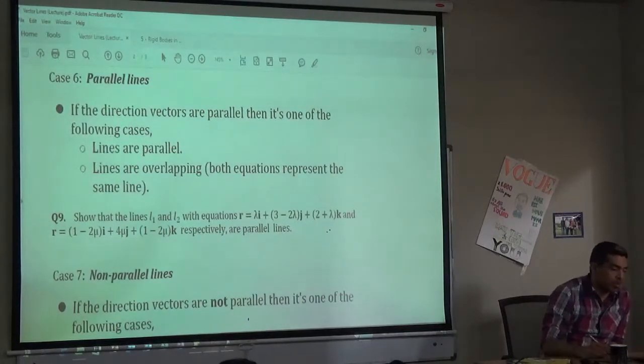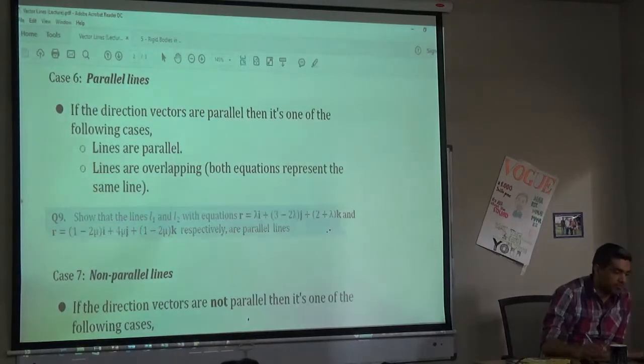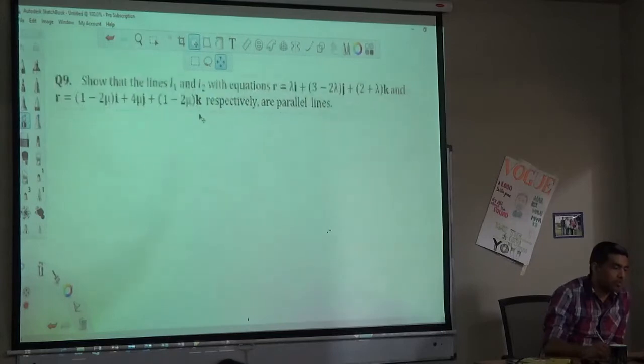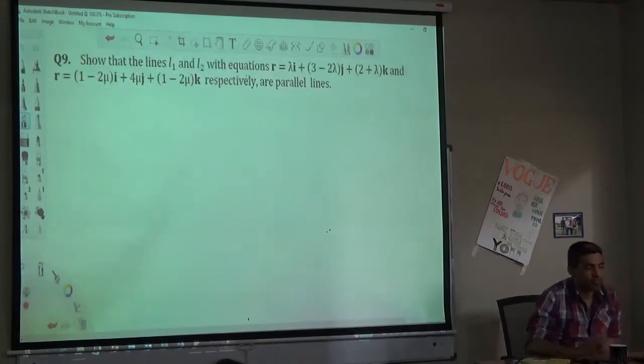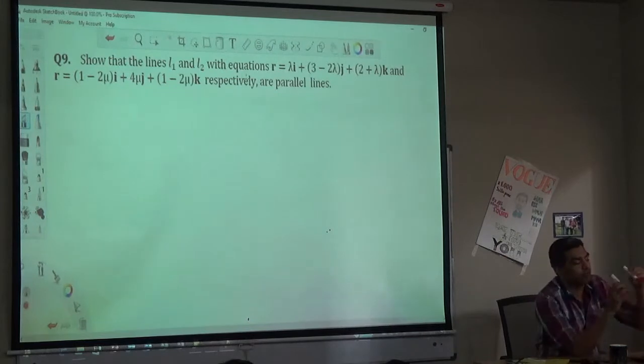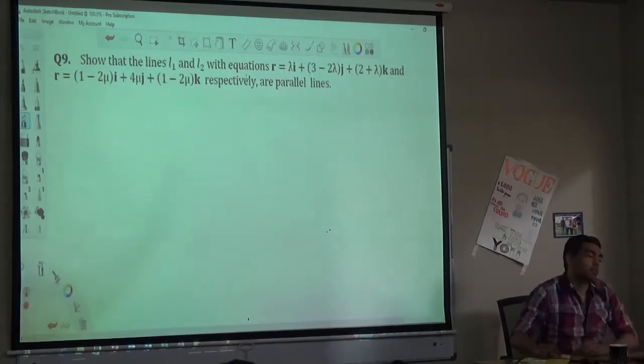So this is what I've written over here. Let's take question number 9, and we'll understand the procedure through the question. There are two equations given over here of lines L1 and L2, and we have to show that they are parallel lines, which means the examiner is trying to say that the lines are like this, parallel to each other, separately.